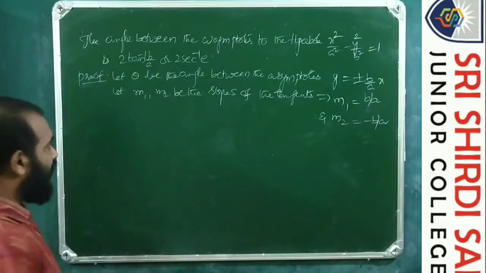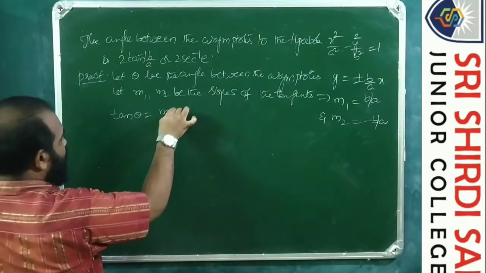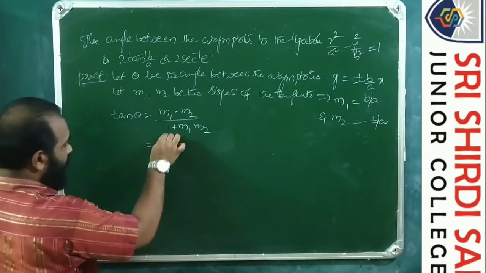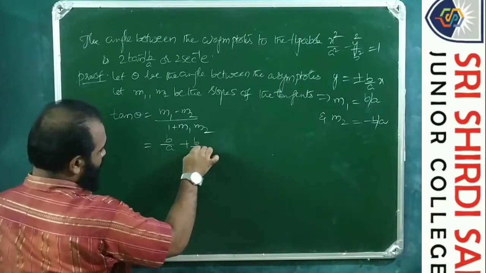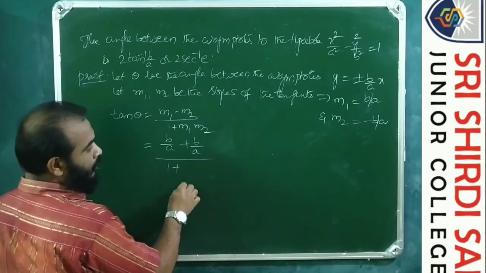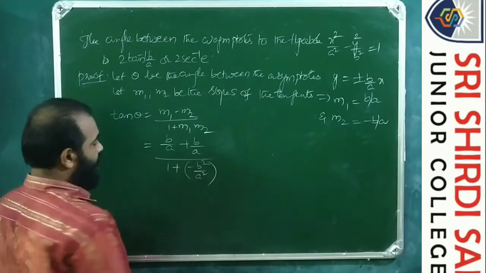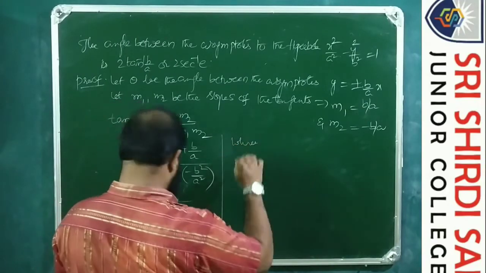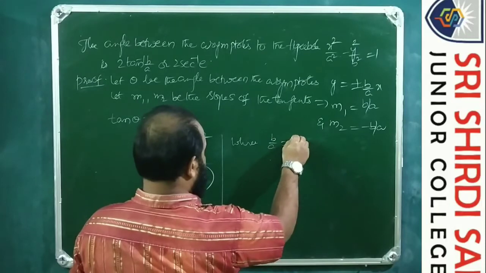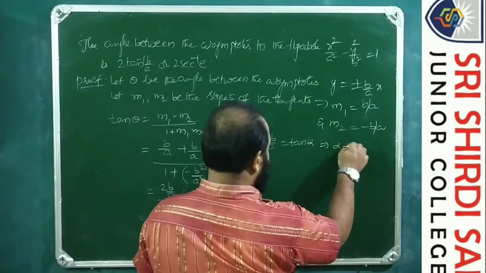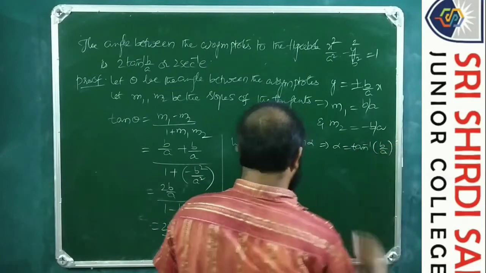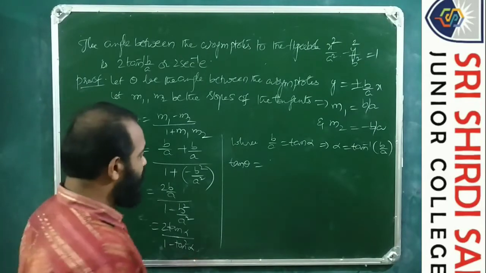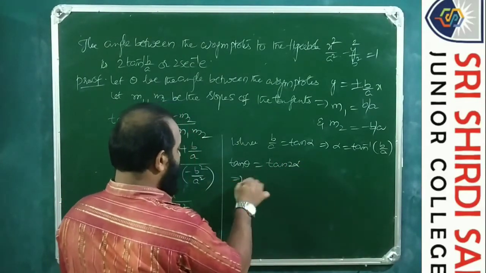So if theta is the angle, then tan theta equals (m1 minus m2) by (1 plus m1 m2). So this is (b by a minus of minus b by a) by (1 plus b by a into minus b by a), that is minus b square by a square. This is 2 tan alpha by 1 minus tan square alpha, where b by a equals tan alpha. From this, alpha equals tan inverse b by a. So tan theta equals 2 tan alpha by 1 minus tan square alpha, which is tan 2 alpha. So theta equals 2 alpha.